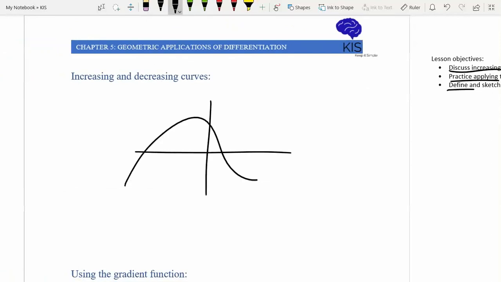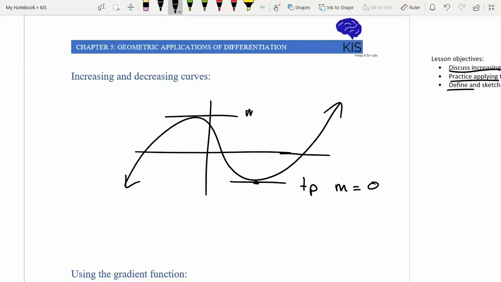Okay, the first thing that we're going to have a look at is increasing and decreasing curves. So I'm going to draw up a curve here, and we're going to talk about what each of the points are. Up till this point, you should be able to recognize that at these 2 points here, we're going to have a turning point. We call that a turning point because the gradient m is going to be equal to 0 at both of those points. Remember, gradient is always positive, negative, 0, or in some cases undefined. So in these cases, it's going to be 0, and then on each of these sides, it's going to be positive, and in between, it's going to be negative.